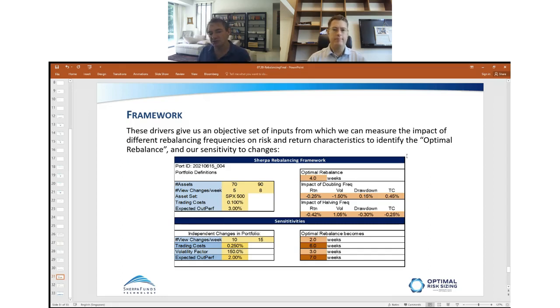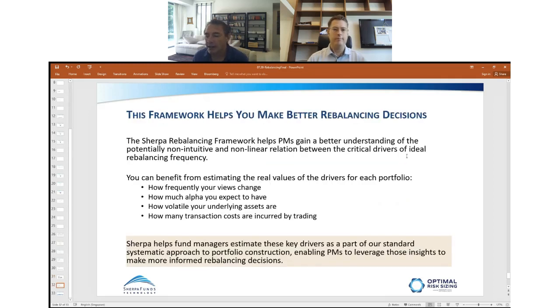So the point of the framework is, once you know your inputs, once you know your style, your portfolio, your asset set, you can understand when you should rebalance and how things impact both the return stream and the optimal rebalancing. Now, interestingly, about those things you need to know: the frequency of your view change, the alpha, the way your assets move, the volatility and covariance, and transaction costs. These are the same things you need to know if you're going to try and systematically build your portfolio.